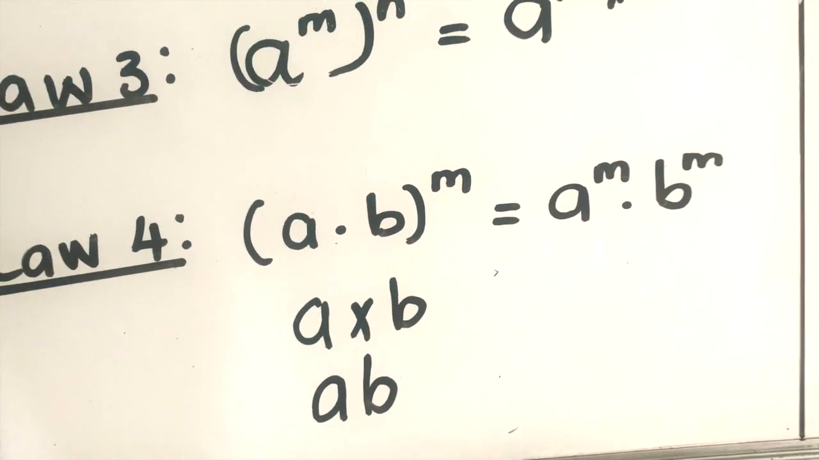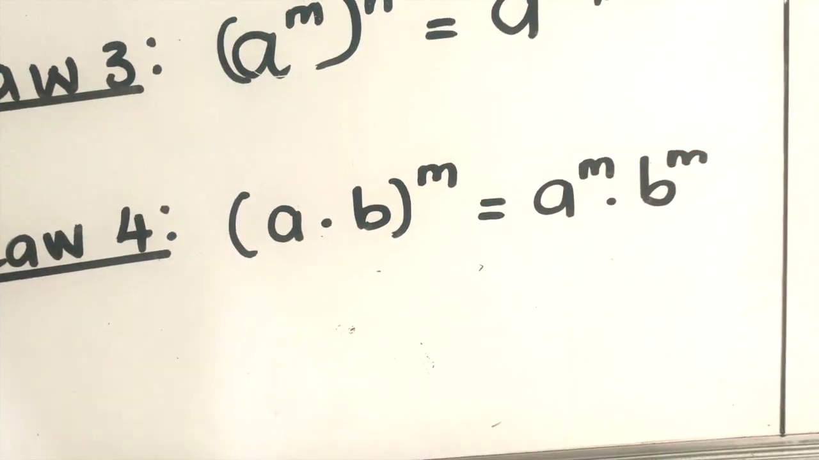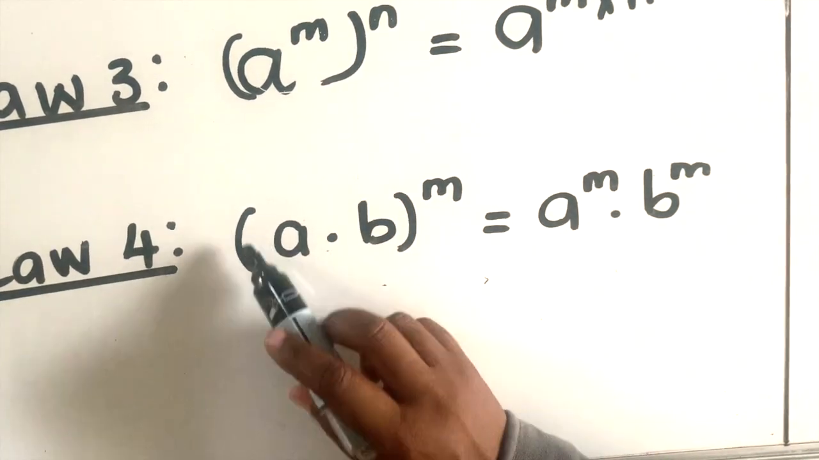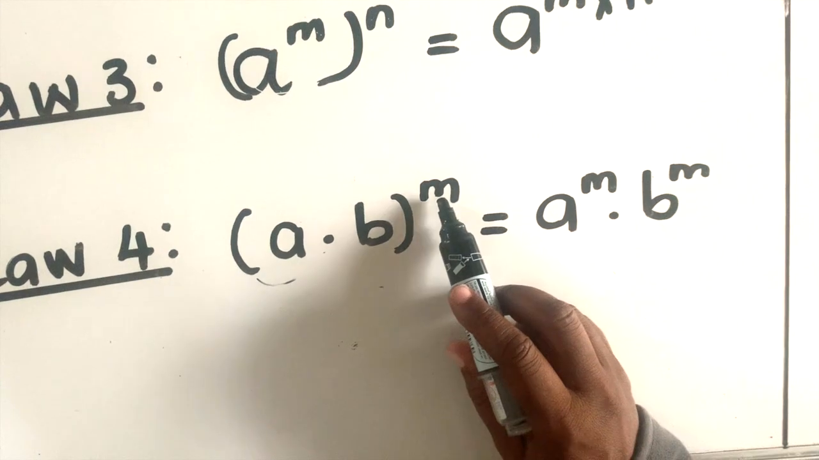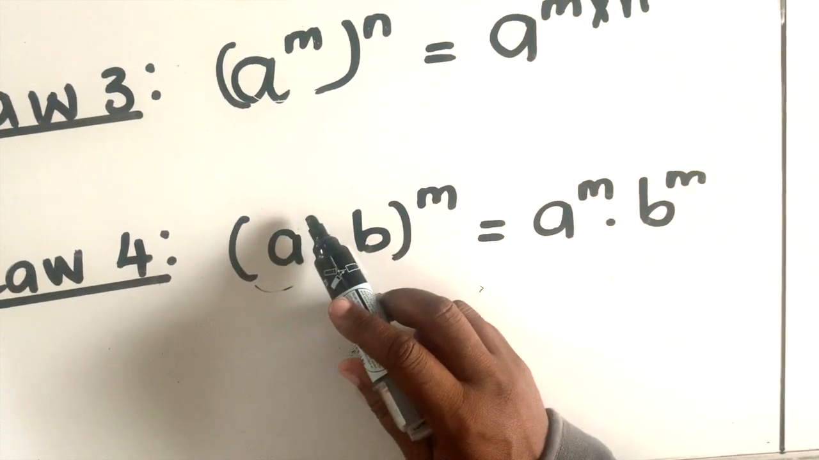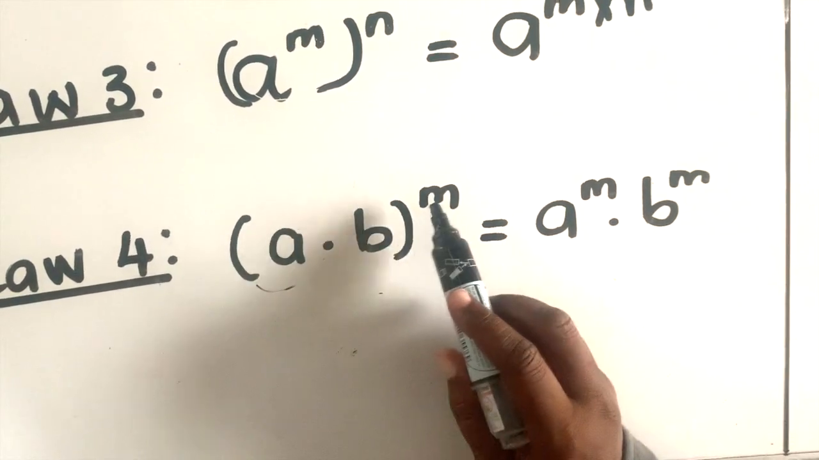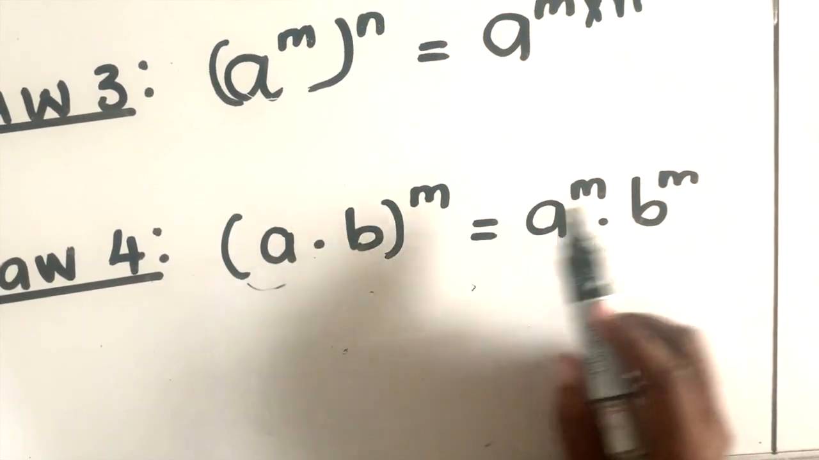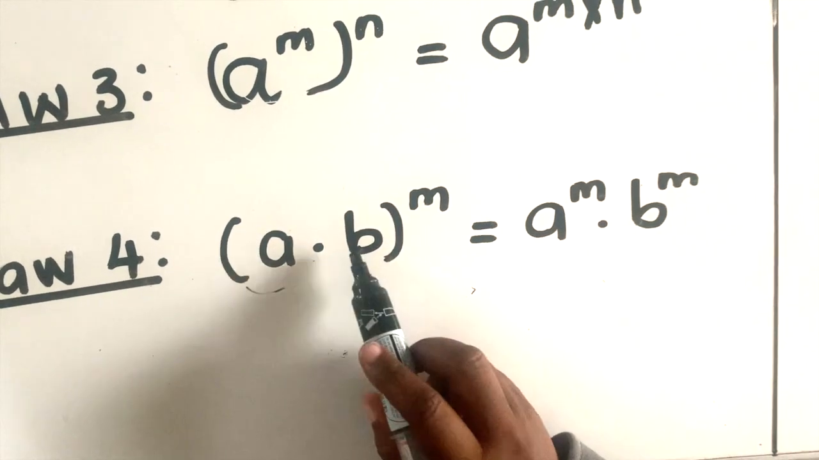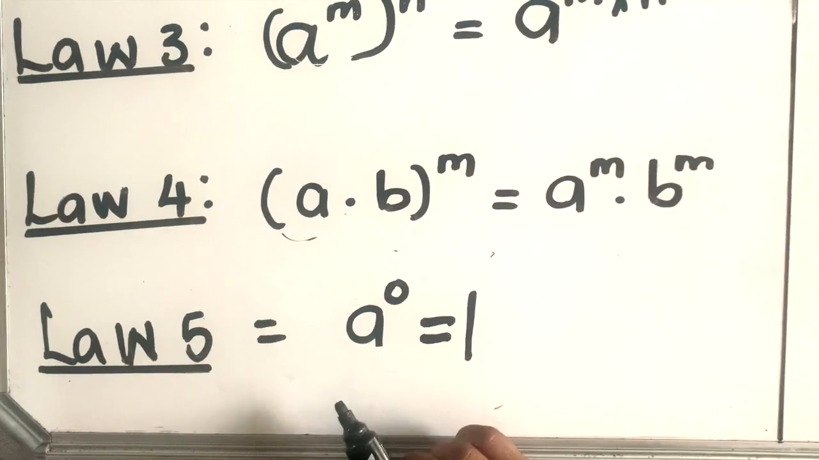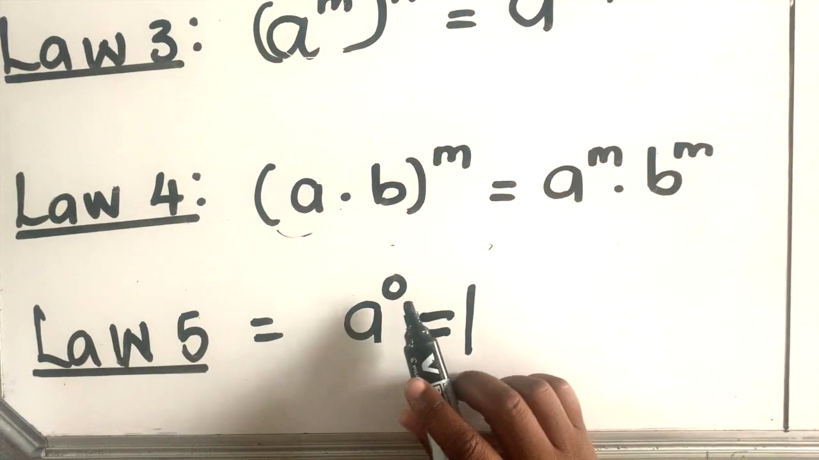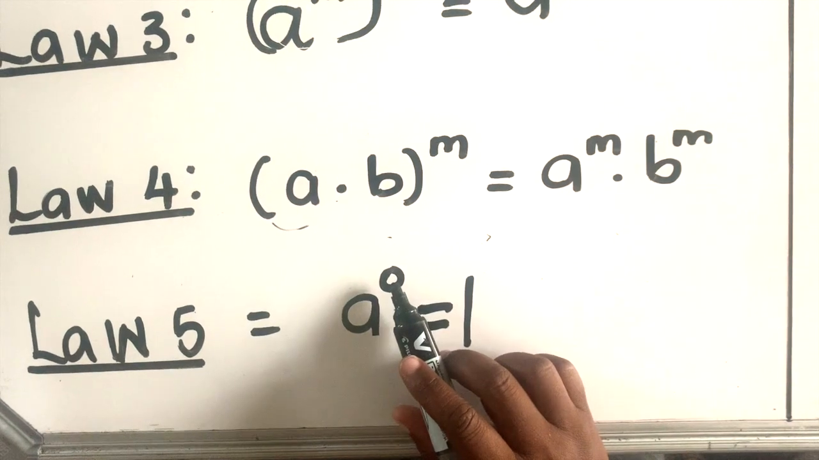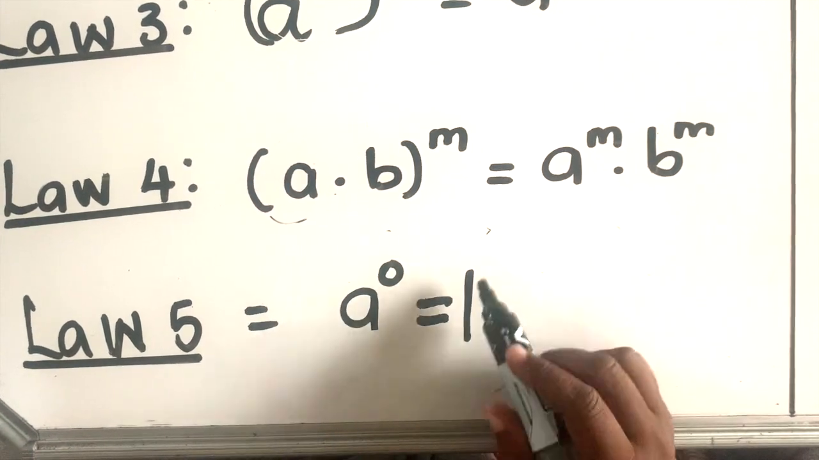So in this question, I opted to use a dot. Let me take this off. I opted to use a dot. So it's A multiplied by B, everything to power m or to exponent m. When a number doesn't have a power, the power is 1. So I'm going to multiply the 1 with an m. So it's a to the power m multiplied by b to the power m. Each factor gets the power. Law 5 says any number to power 0 is equal to 1. It doesn't matter what the number is. If the exponent or the power is 0, that number is a 1.